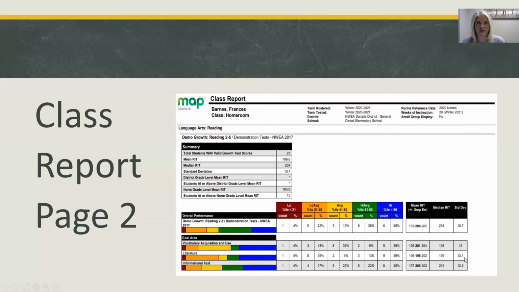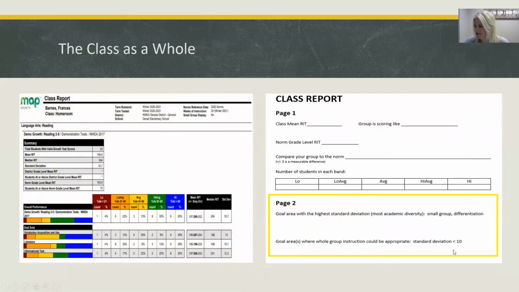I'm going to make sure whenever I do anything in my classroom that involves literature, I'm going to use small group instruction, and I'm going to differentiate the tasks. I'm going to make sure I go in and look at readiness and abilities, and I'm going to differentiate that task. So it gives me that starting point. So the graphic organizer then has this goal area here, and it says page 2, goal area with the highest standard deviation, the most academic diversity in the room. I need small group differentiation there.